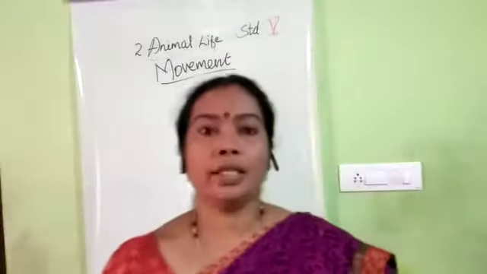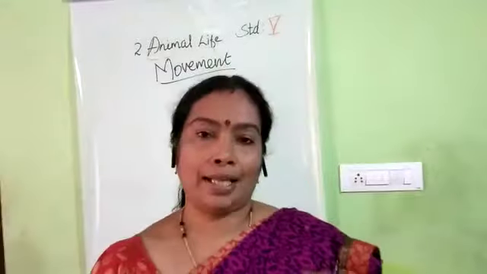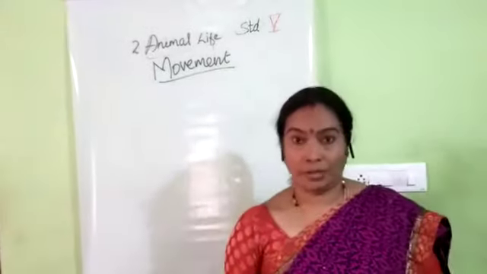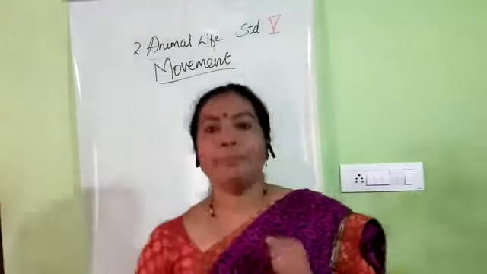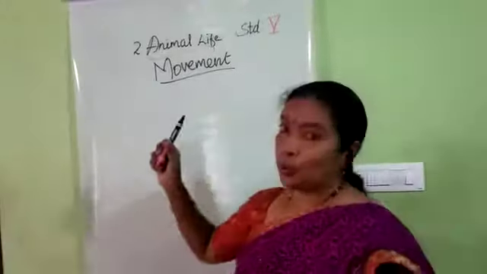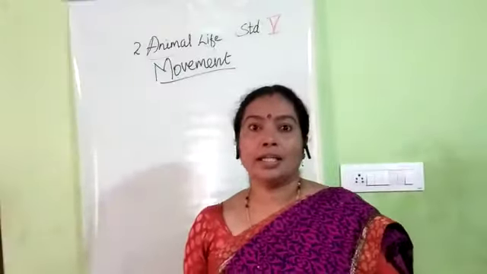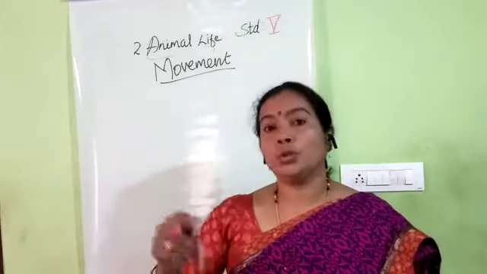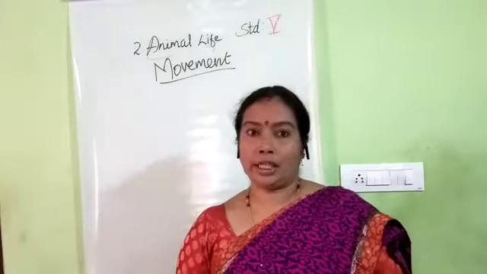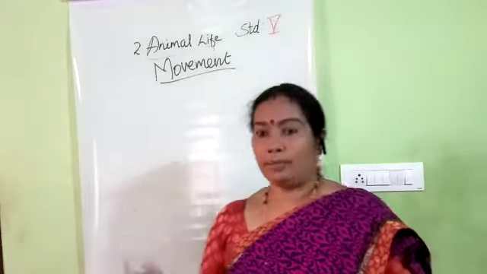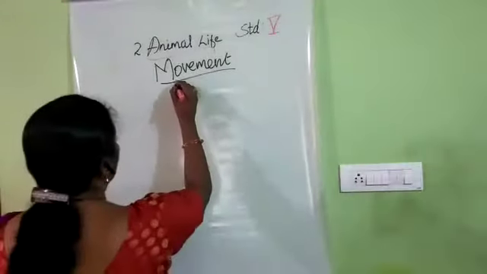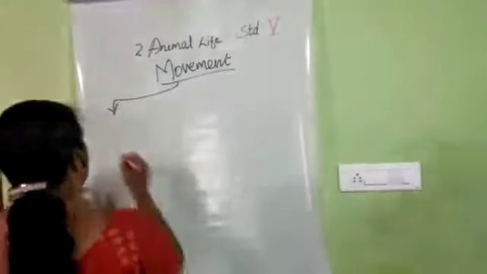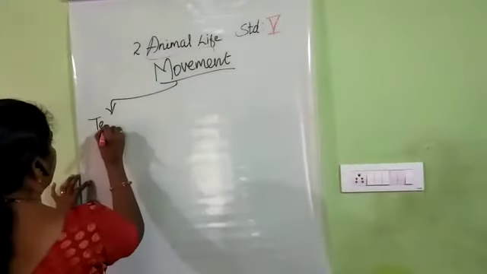In food habits, we classified the animals as herbivores, carnivores, omnivores, isn't it? Like the same, in movement, we are classifying the animals by where they are living. Through that, we can easily study the movement of the animals. First one is terrestrial animals.